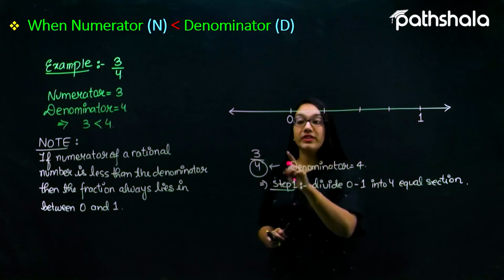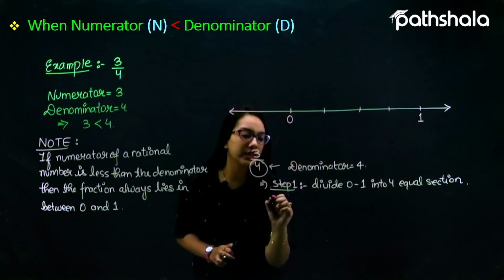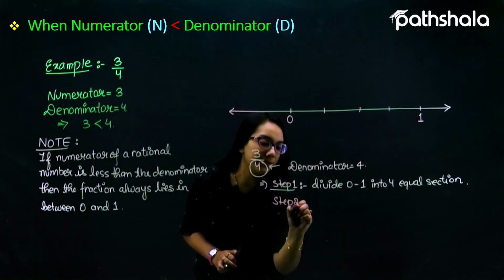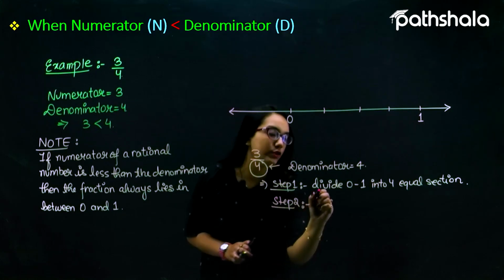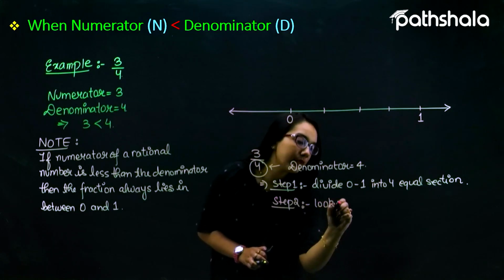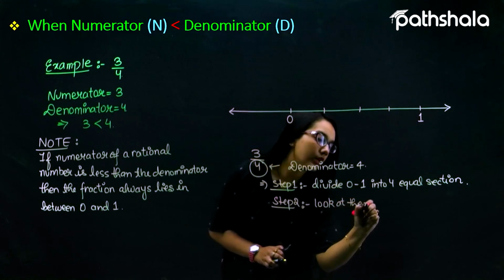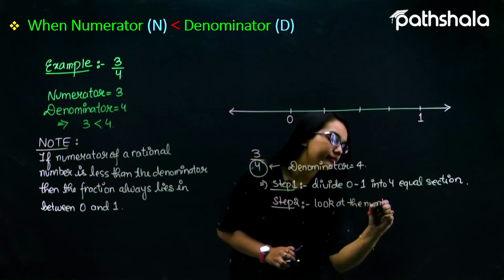So now we will see the numerator. Okay, so step number 2 is to look at the numerator.